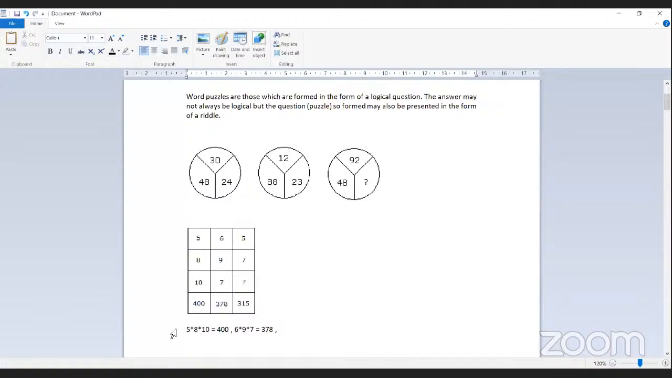Here it is clear cut, but there may be a pattern which exists for this one, a different one than which you use. That also you have to keep as backup, so that if this logic didn't pan out for this one, then you have to check another way of solving it. 5 into 7 into x is 315, so x is 9. Correct. What about this one?